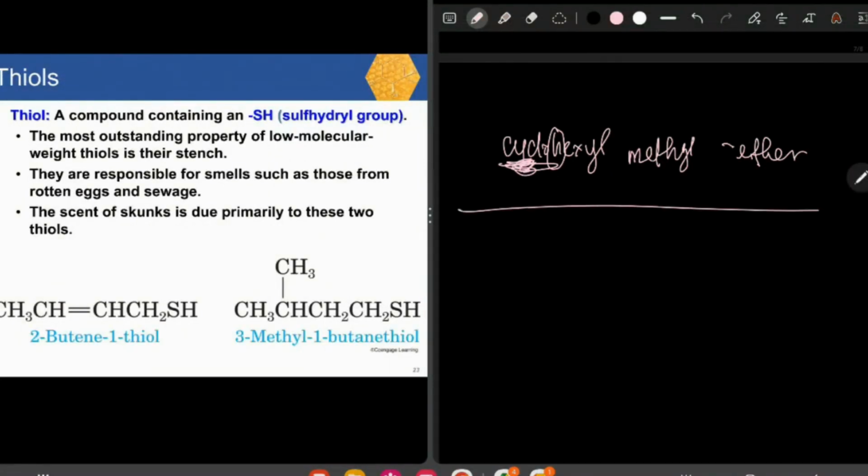Okay? Last, we have your thiols. Gaya ng sinabi ko, ang functional group ng thiols is your SH or yung sulfhydryl group. The most outstanding property of a low molecular weight thiol is their stench. Dahil may sulfur siya, guys, ang tandaan, ang amoy niya is rotten eggs or sewage. Tandaan niyo ha, lahat ng may sulfur ay mabaho, amoy bulok na itlog. So the scent of skunks is due primarily to SH, or yung mga thiols natin. So if you're going to encounter thiols kung meron man tayo sa laboratory, mabaho siya, amoy bulok.